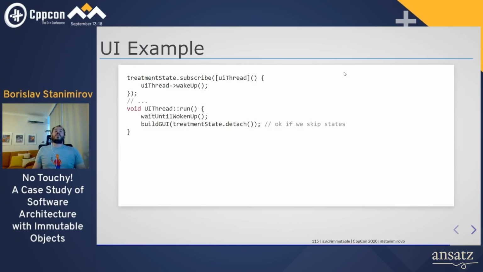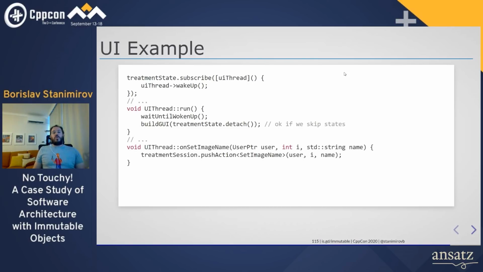For example, if the progress gets updated 5 times and the user sees only the first and the 5th, it's fine. So when the user runs a command like set image name, we know what to do. Like we push an action to the treatment session. When the user runs a command like calculate the bladder here, what do we do then? We don't have the bladder at this point.